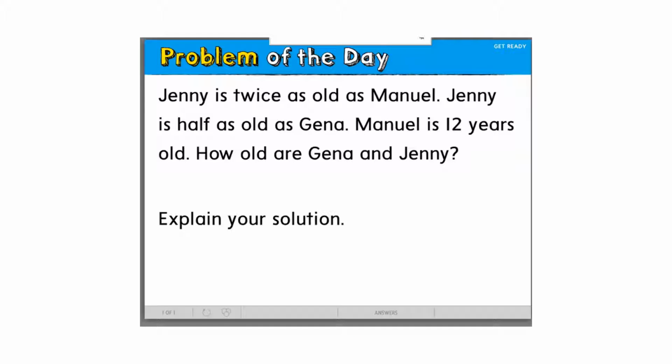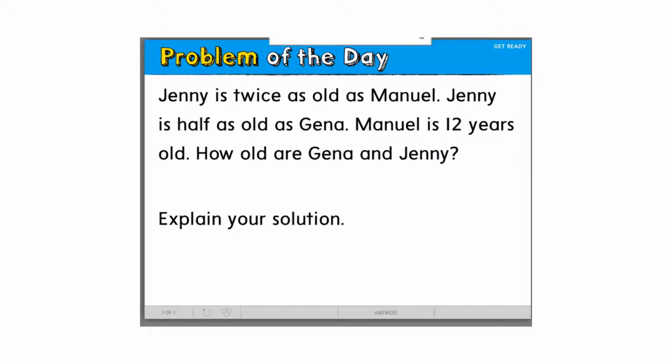Here's your problem of the day. This one says, Jenny's twice as old as Manuel. Jenny's half as old as Gina. Manuel's 12 years old. How old are Gina and Jenny? Explain your solution. So this one's a riddle. So you have to answer one part before you can answer another part.